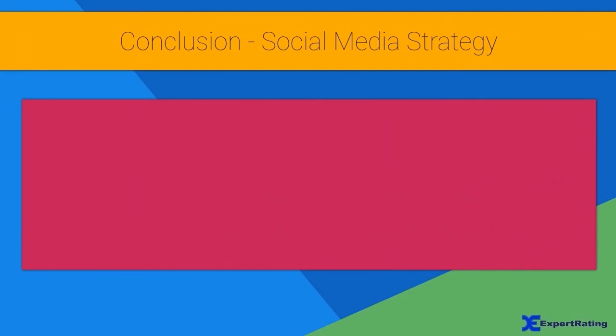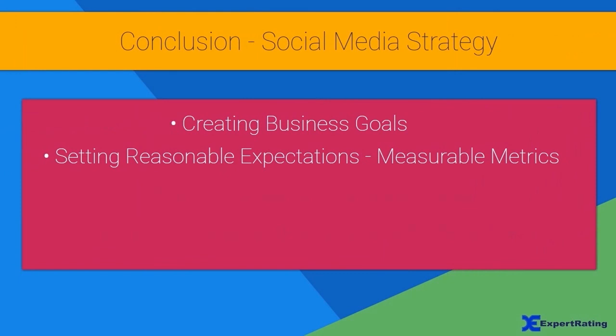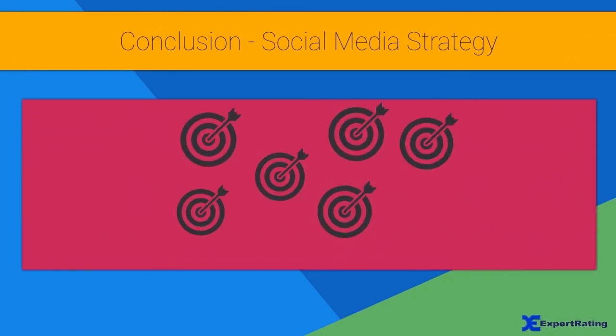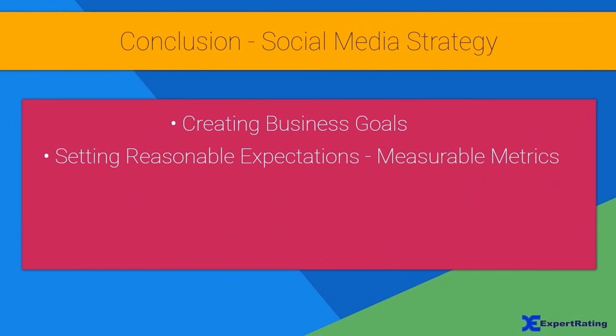In this video, we learned the major elements to a social media strategy. When creating business goals, set reasonable expectations that have measurable metrics. If you have too many goals, it will make it difficult to measure the return on investment, ROI. It's best in the beginning of your social media campaign to limit your goals.